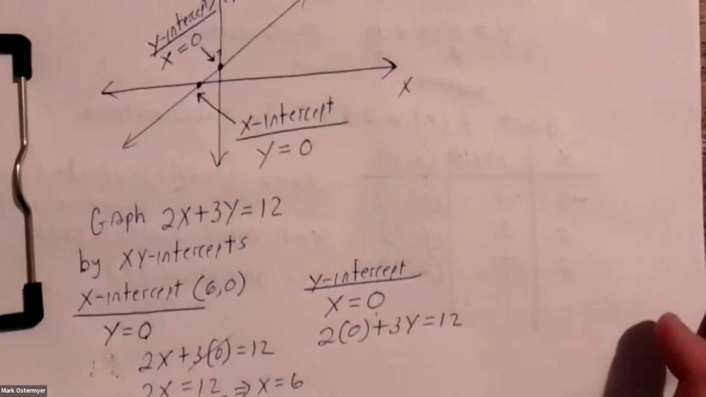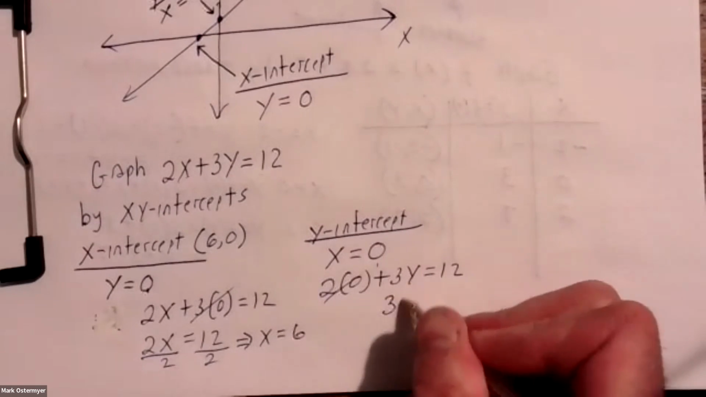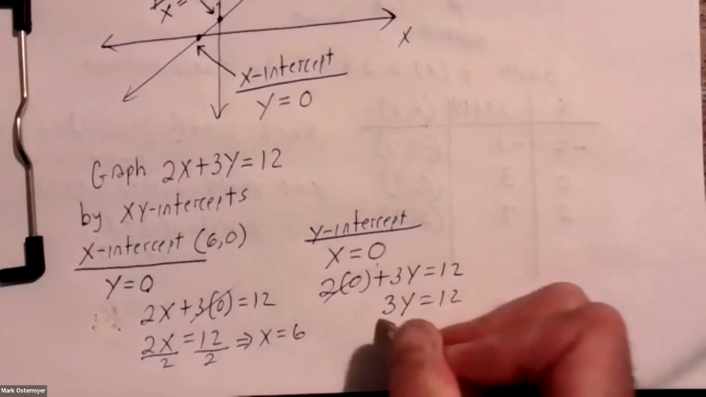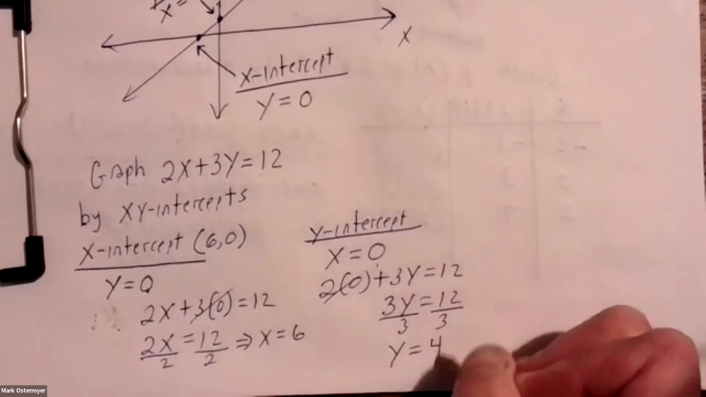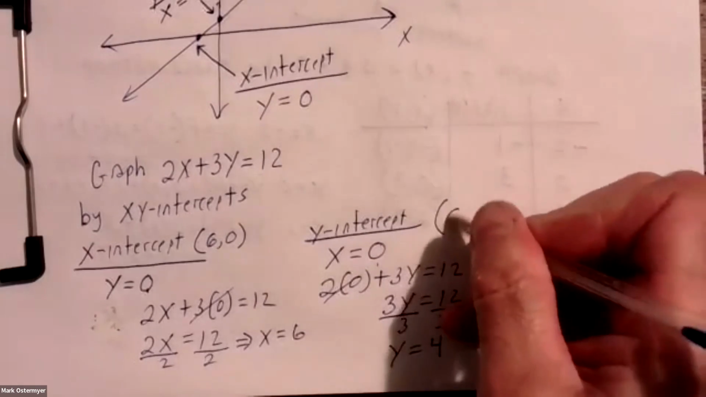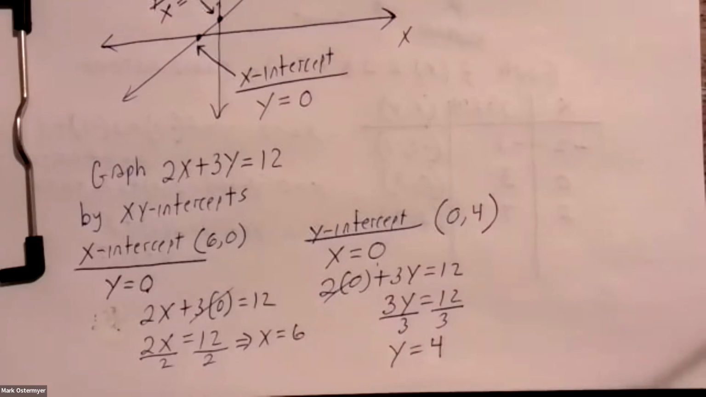And now we have to solve for y. 2 times 0 is 0, that's gone, so we have 3y equals 12. Divide both sides by 3, and it appears that our y-intercept is going to be 4. So that would be your y-intercept, (0, 4). Any questions how I computed the x and y-intercepts for this linear equation in x and y?